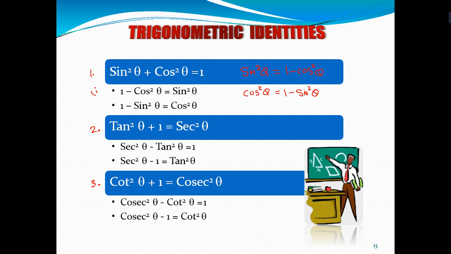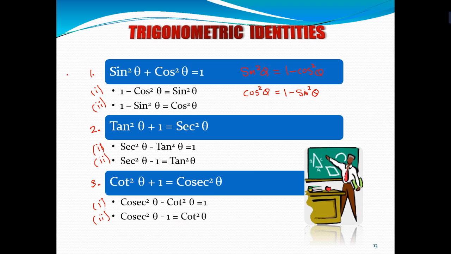Afterward we convert into two more identities. From the second equation again we get two more identities. Cot square theta plus 1 is equal to cosec square theta. So we can use cosec square theta minus cot square theta equal to 1, and cosec square theta minus 1 is equal to cot square theta.